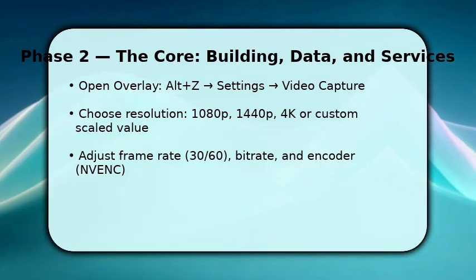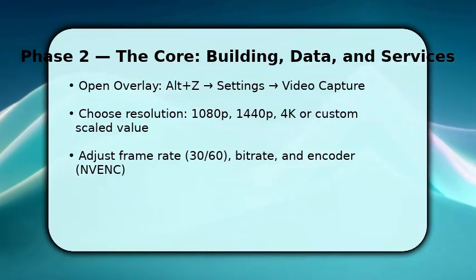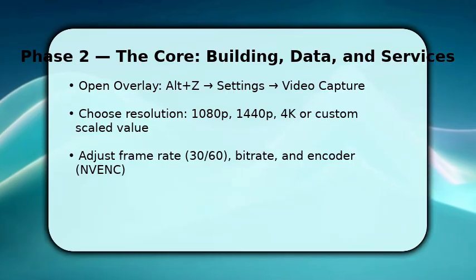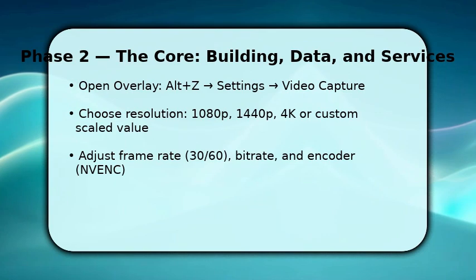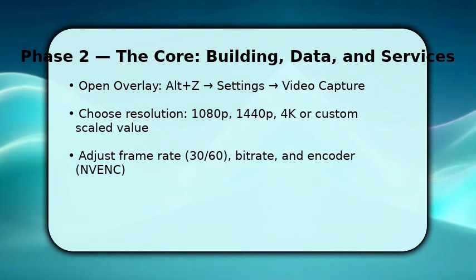Make sure to set the frame rate to 30 or 60 FPS and select NVENC as the encoder for hardware performance. You should also raise bitrate if quality drops. Higher resolution requires proportionally higher bitrate to avoid artifacts.